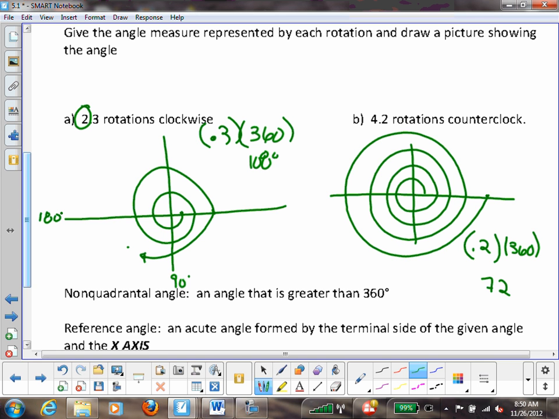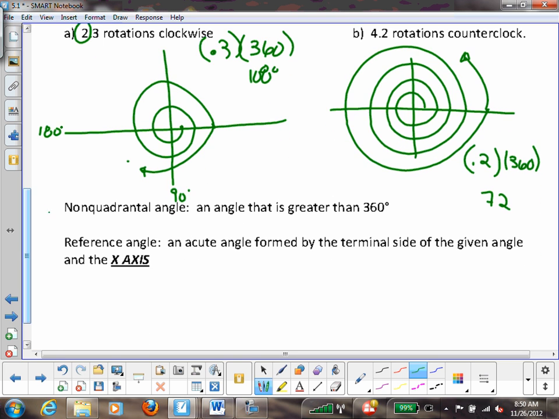In quadrant 1, someplace right here. Put your little arrow and you're done. Again, I don't care where you have it fall. I mean, try and make it accurate, but other than that, it's fine. So non-quadrantal angles is an angle greater than 360 degrees.